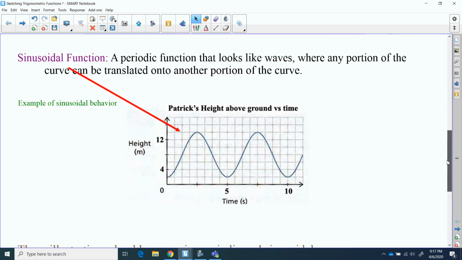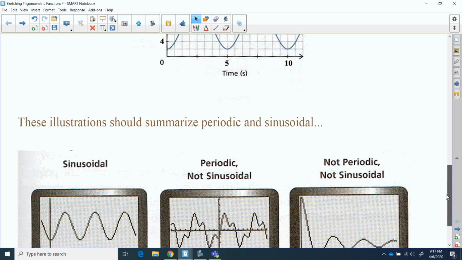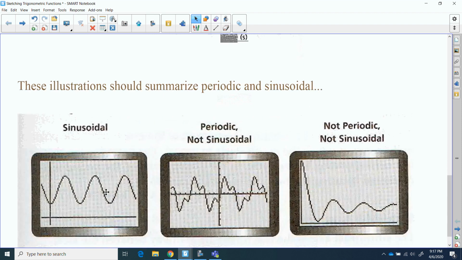Looking at these three graphs down at the bottom here is our sample. If you look at this first one, that is definitely sinusoidal because it's periodic. The y values repeat themselves over and over, and it has a nice wave pattern to it. This one is periodic because it does repeat the same pattern over and over on the y scale. The problem being that it's not that nice wave pattern, so it's not sinusoidal, but it is periodic. This one will be neither.